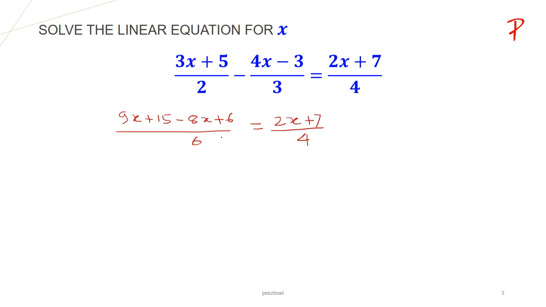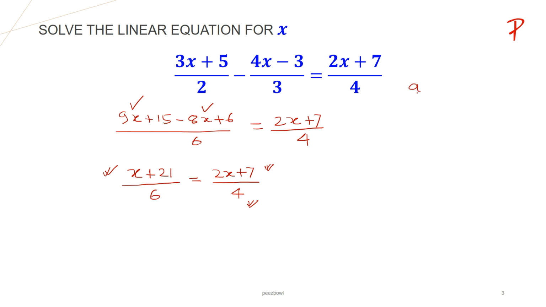So far we are at this place. Now let us solve it. 9x - 8x is only x, 15 + 6 is +21, upon 6 is (2x + 7)/4. Whenever we have this kind of equation, the easiest way is to multiply the first fraction's numerator with the second fraction's denominator, and then we have an equal to sign, and the second fraction's numerator we need to multiply with the first fraction's denominator, right?